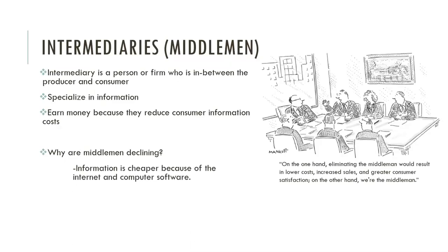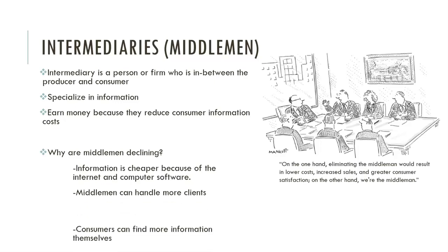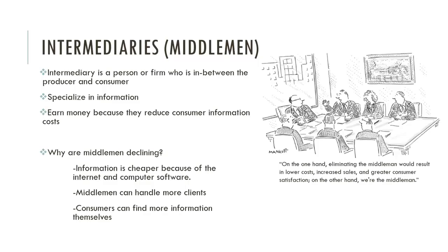We do see that middlemen are declining. Information is much cheaper because of the internet and computer software. They can handle more clients for the same reason. And consumers can find more information for themselves. So you don't have to have a stockbroker. You don't have to have a real estate agent. Some of these transactions we can actually do without the middleman because so much of the information is now available. But they do reduce costs.